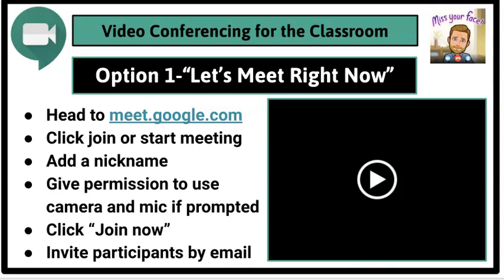The first one is basically to hold one on the spot. So if you go to meet.google.com, you click join or start a meeting, you add a nickname, you give it permissions, you join now. You can invite people to meet you in that space. So if I'm maybe doing an email exchange with someone, they're like, hey, I'm on my computer and I can't do X or Y, and I'm by my computer, oftentimes I'll just send them this sort of nicknamed link via email to get them into the same space with me.